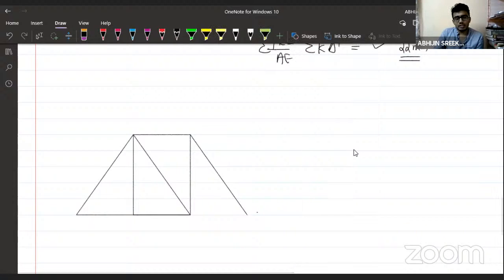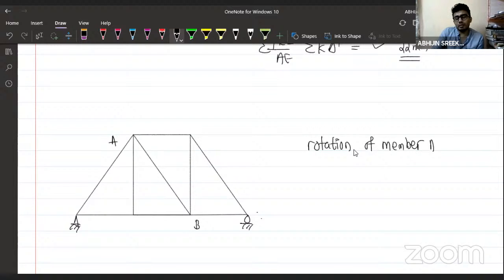So this is the truss given. And there is a member AB. Why I'm asking you the question: what is the rotation of the member AB in radians? That is what we have to find now.